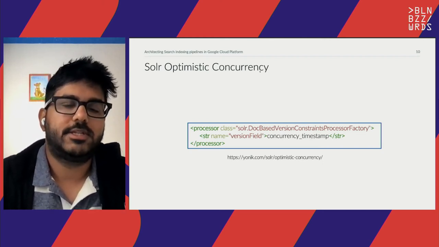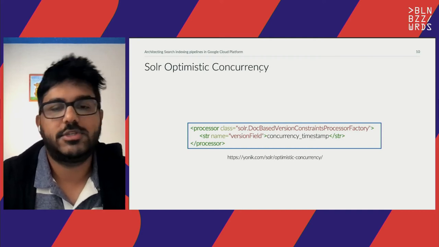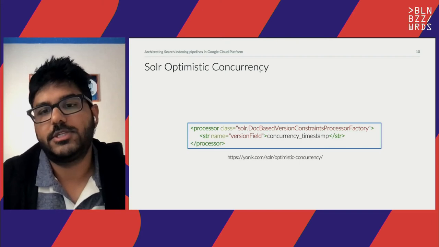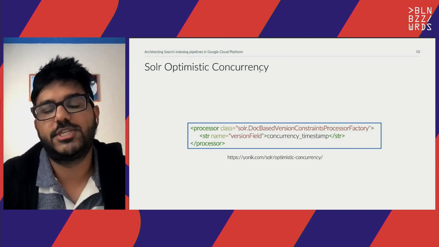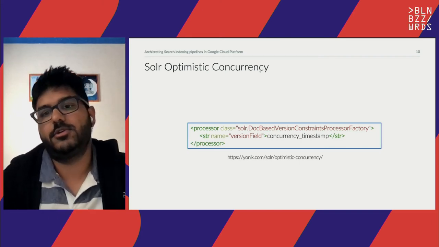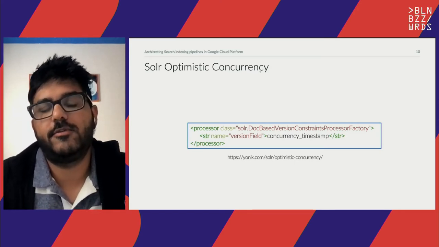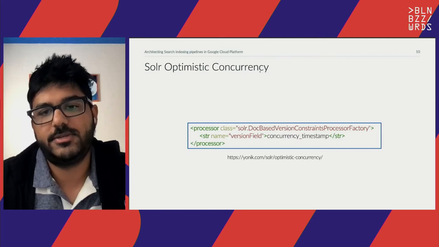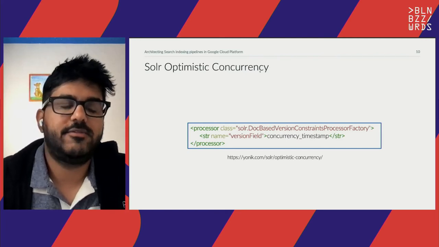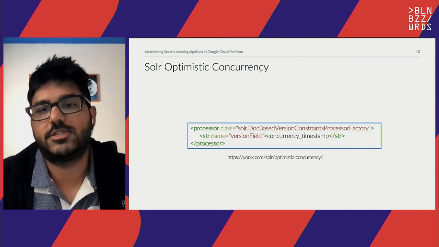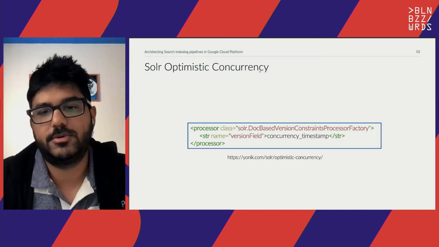The other problem that this may cause happens if you enable this for deletes. If optimistic concurrency is used for deletes, Solr will preserve the deleted document to store the concurrency timestamp so that it can resolve conflicts for out-of-order updates. Now, what this can mean is if you have a very high number of deletes on your index, these documents can count against the total number of documents in Solr.